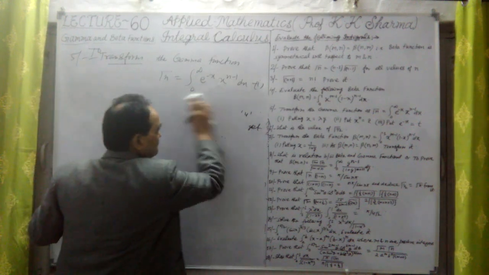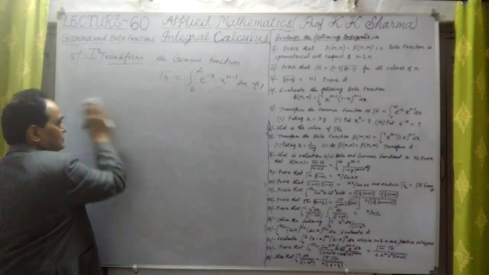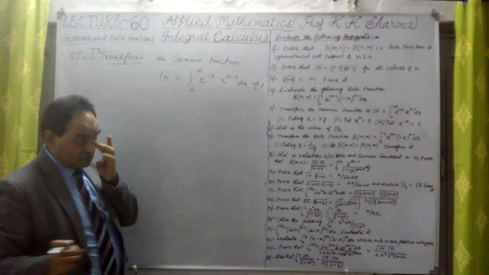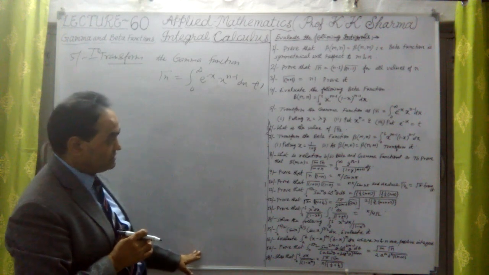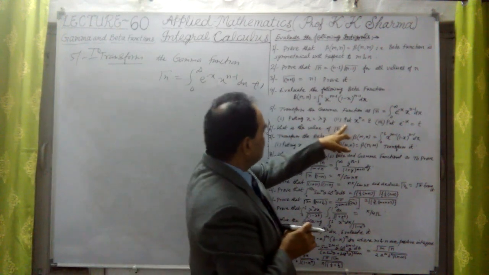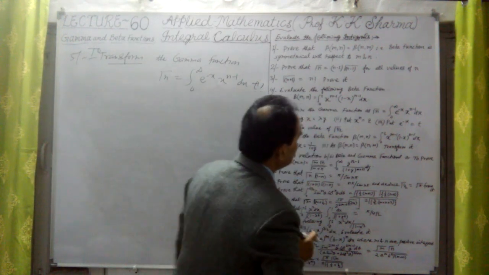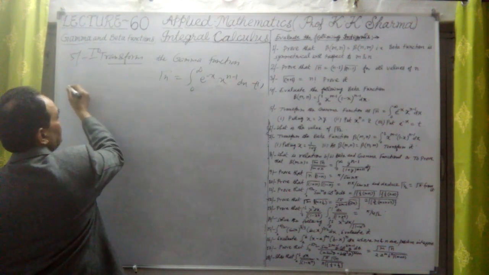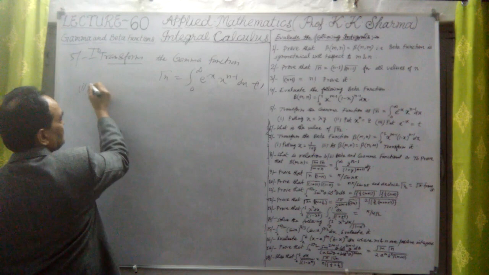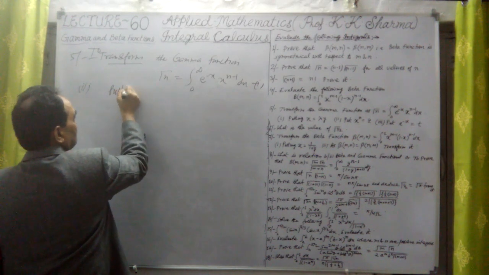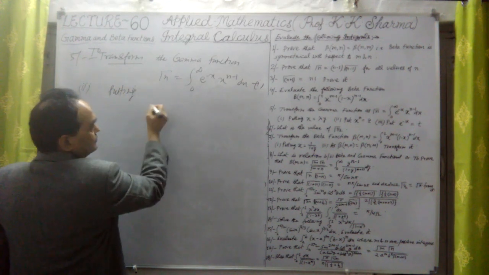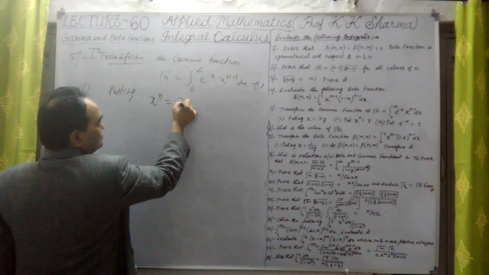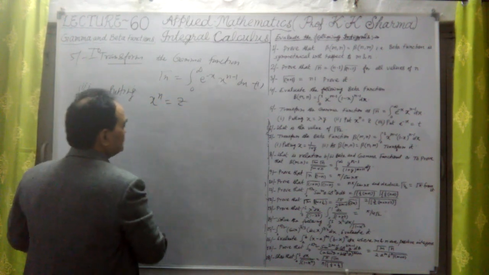What does the second say? In the second transformation, it says to transform this into another variable. This we have changed into the y variable. Now the second transformation is to put x to the power n equal to z. So putting here x to the power n equal to z, what do we get here?